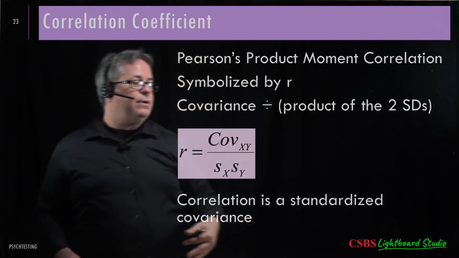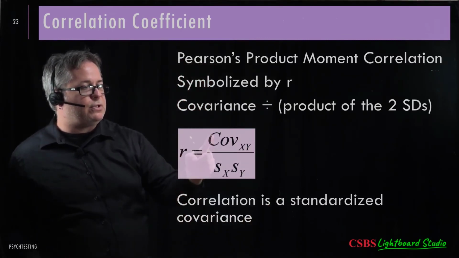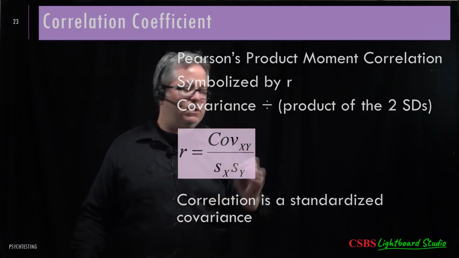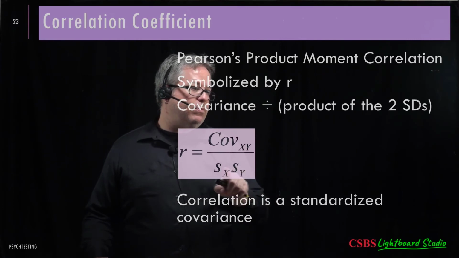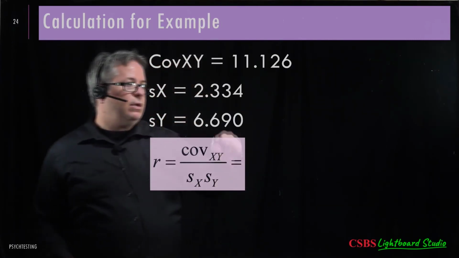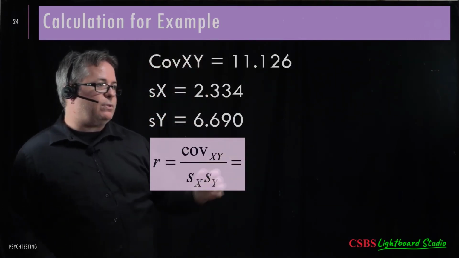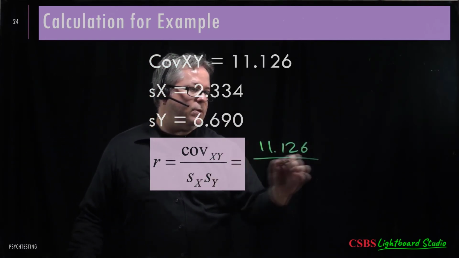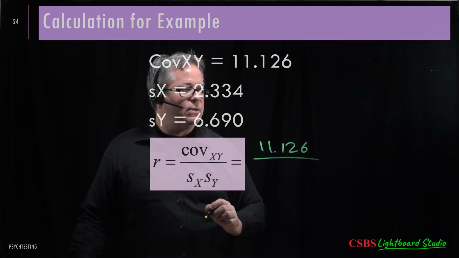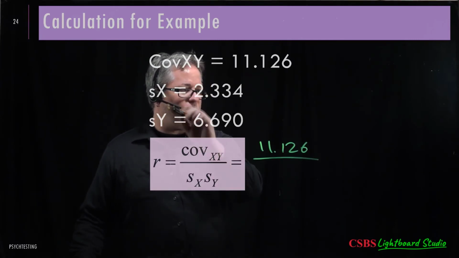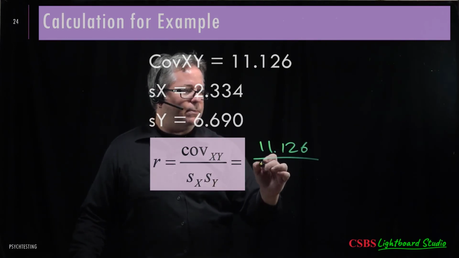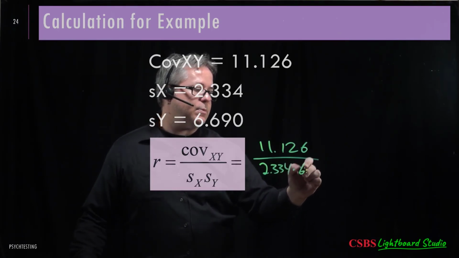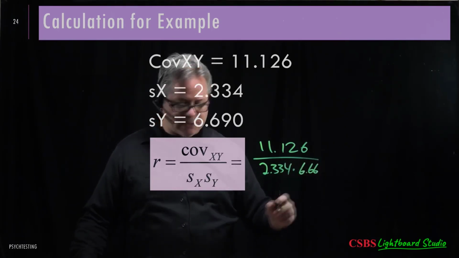All right, so a correlation is just the standardized covariance, so we can then figure this out. Actually, it's on the next page. So it's covariance divided by the product of those two standard deviations. So if my covariance is this 11.126, I can put that here, 11.126, and my two standard deviations, those are supposed to be subscripts. I don't know why they came out big like that. It's weird. 2.334 times 6.690.